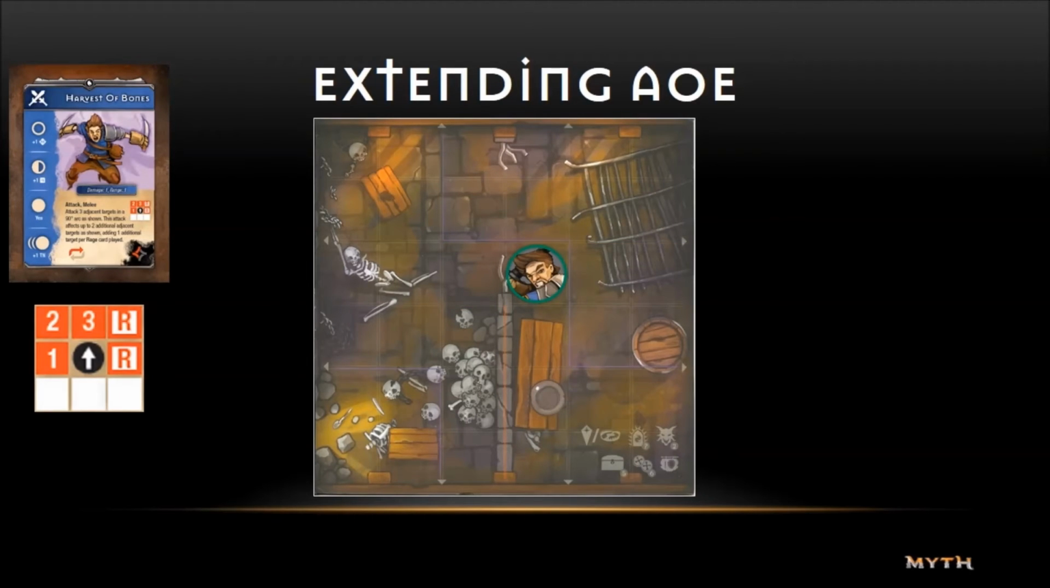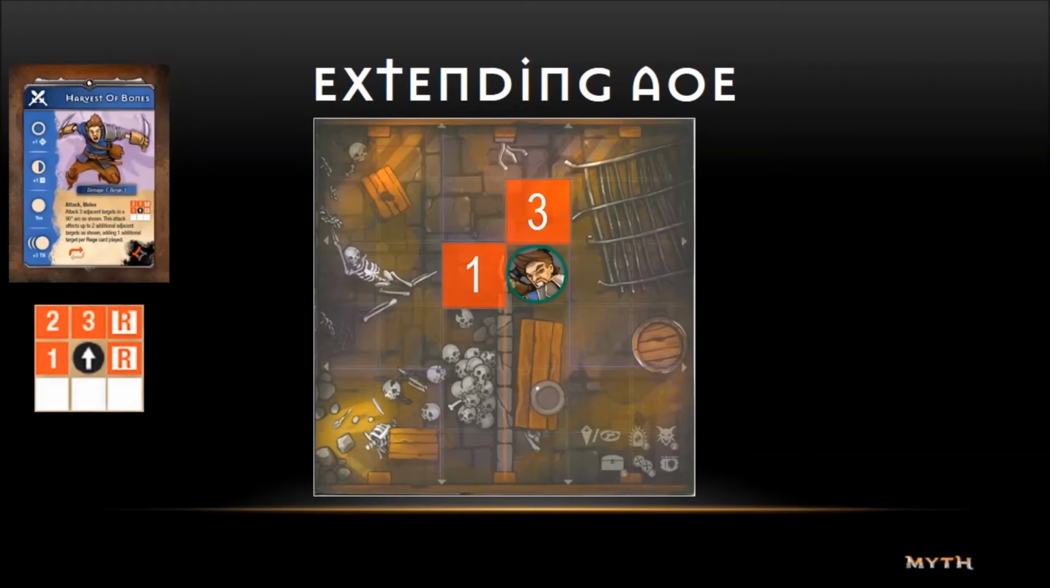Now, if we take a look at Harvest of Bones, this is another example of an AOE where I can extend it, but this AOE is emanating from the soldier, so this is a lot simpler than the last example. And we first start off with attacking 3 adjacent targets in a 90-degree arc. So again, those targets will be at positions 1 and 3, and we just simply have to determine what position do we want those to be in, or how are those going to be oriented against the soldier.